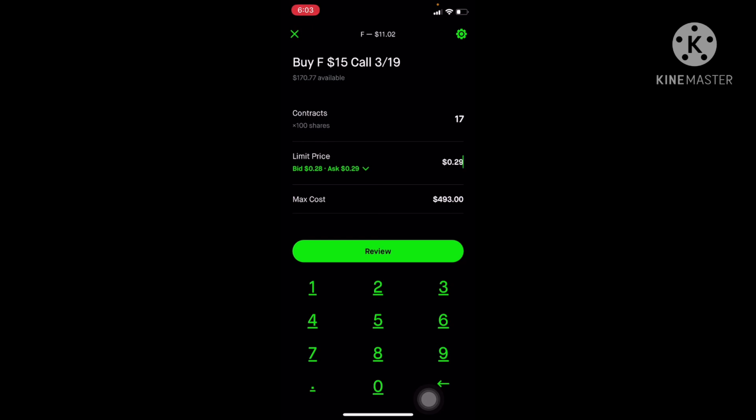Okay. Now, if you bought this contract and it didn't execute right away, you may want to go and see what's going on. There's a chance that the limit price has risen. You will have to go and adjust your contract. Okay. So this is just a quick example of how to buy an option trade in Robinhood.